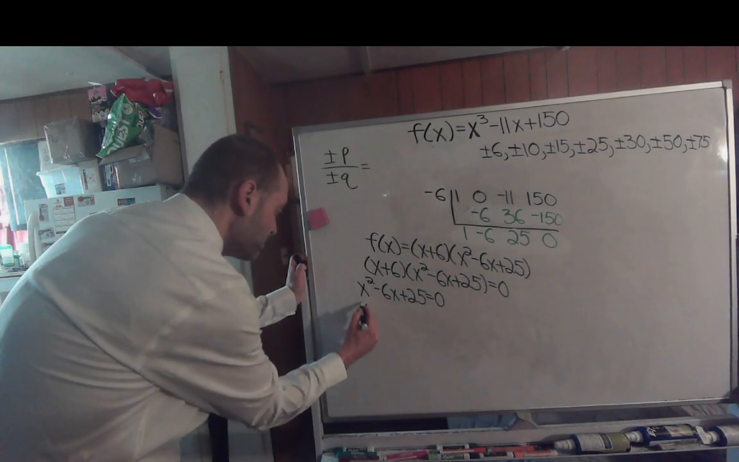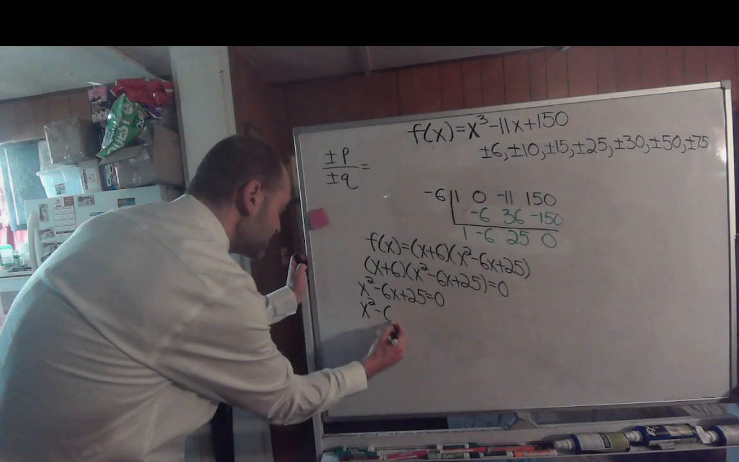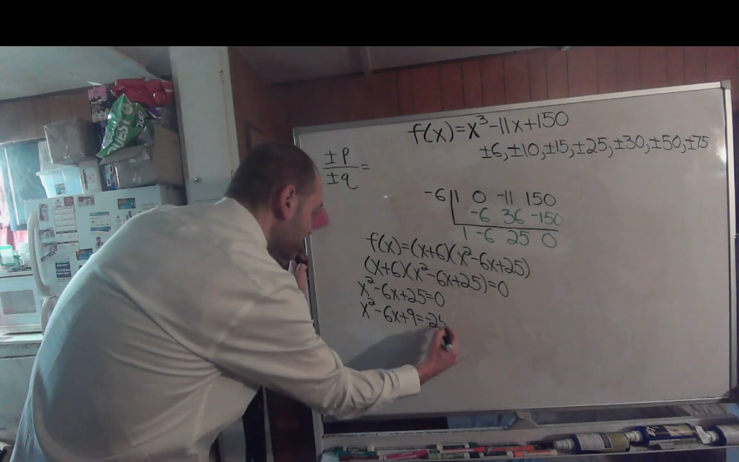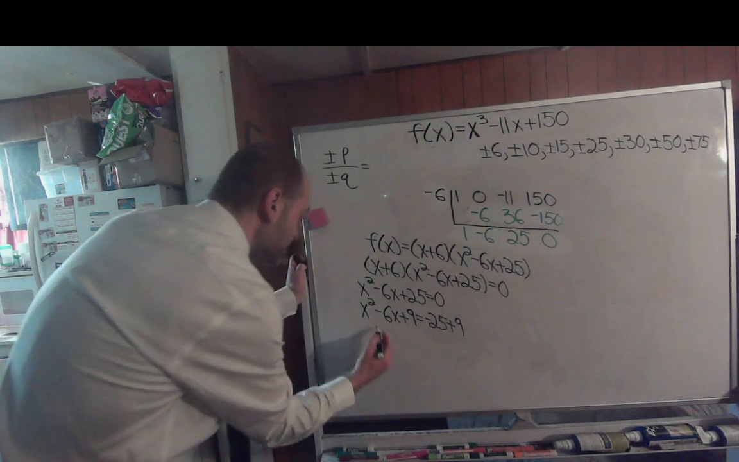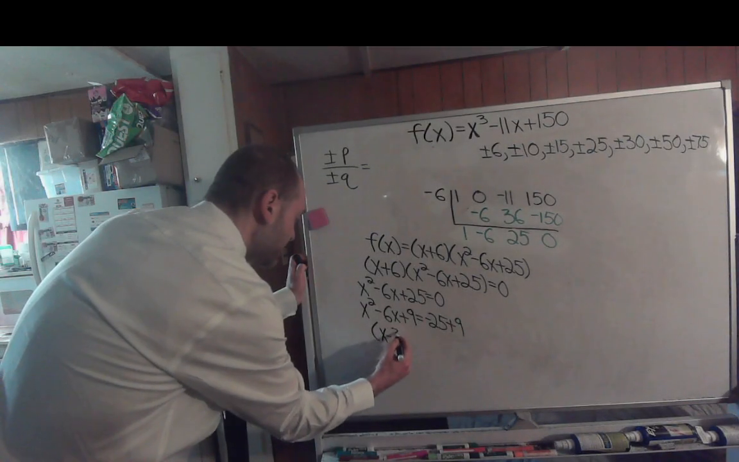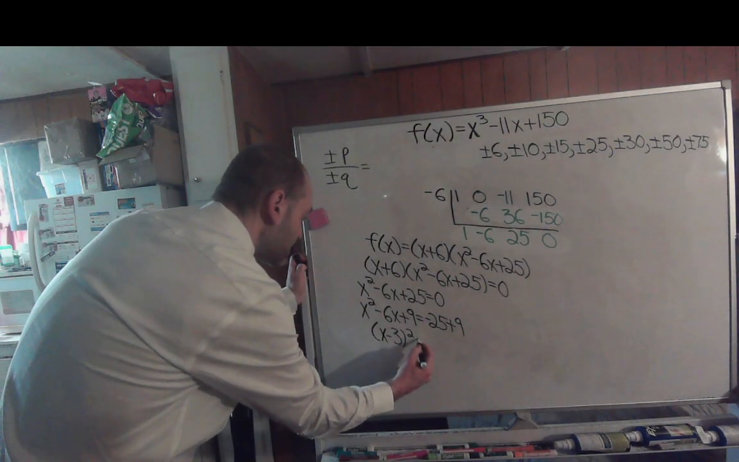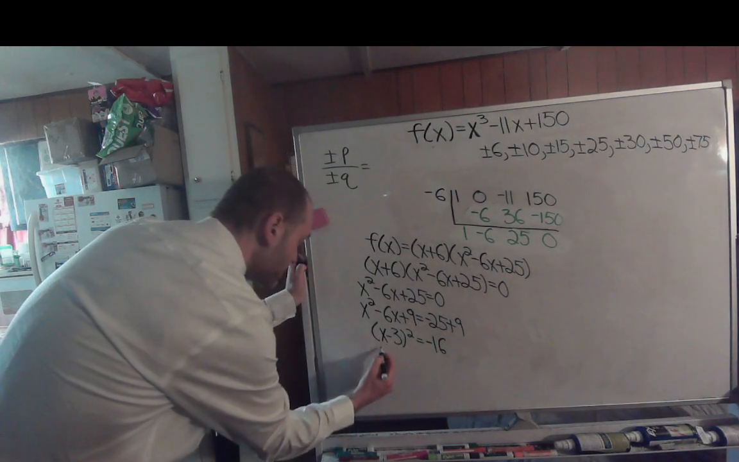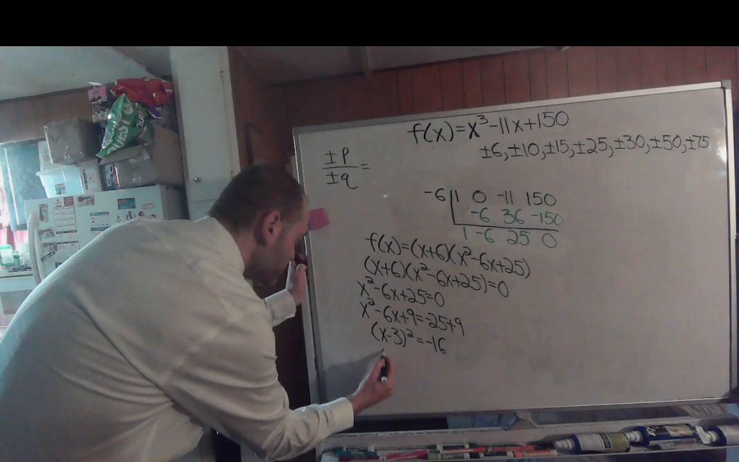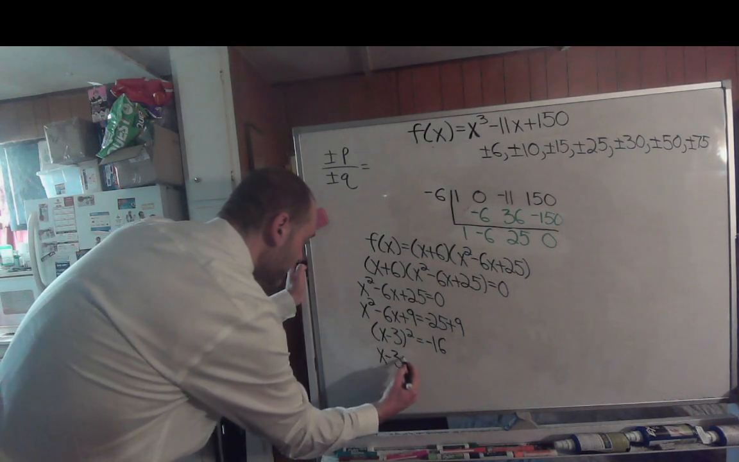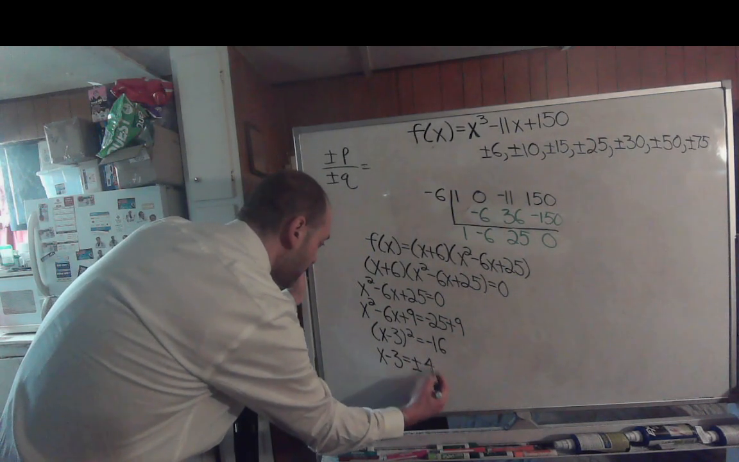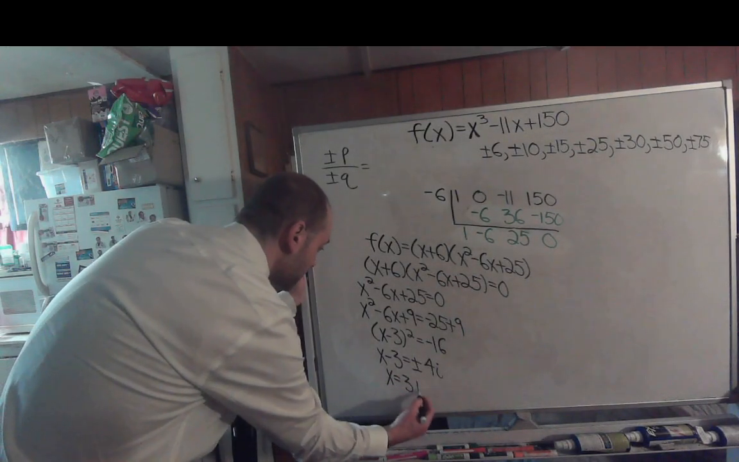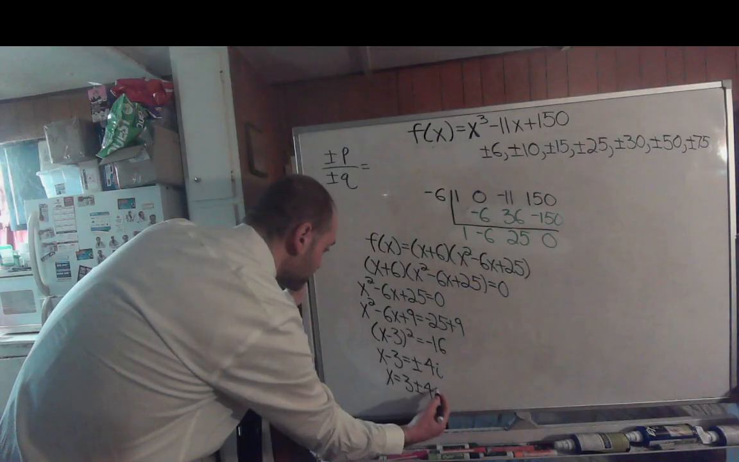Complete the square, you would get x squared minus 6x plus 9 equals negative 25 plus 9. So this would turn into x minus 3 squared equals negative 16, which would give you x minus 3 equals plus and minus 4i. So you get x equals 3 plus and minus 4i.